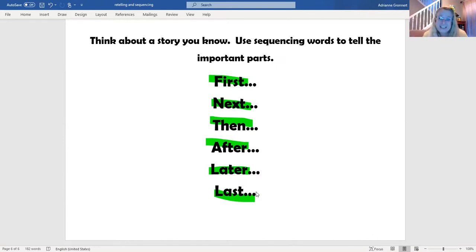So as you're retelling your stories, try to remember to use those sequencing words to really help you think about all of the important parts or details in the story. That makes the best retelling.